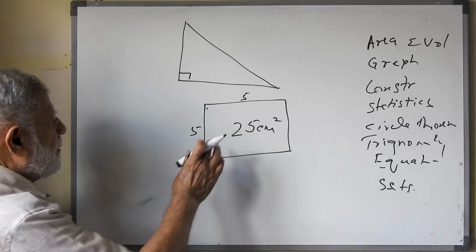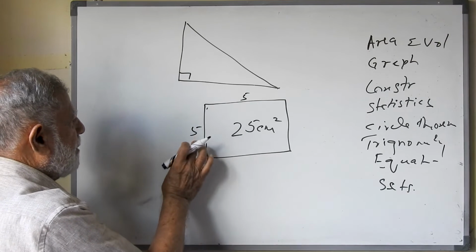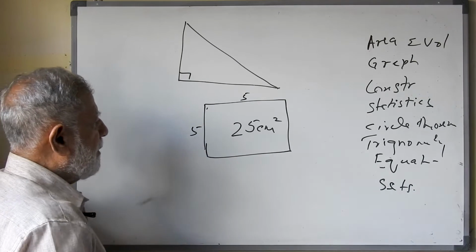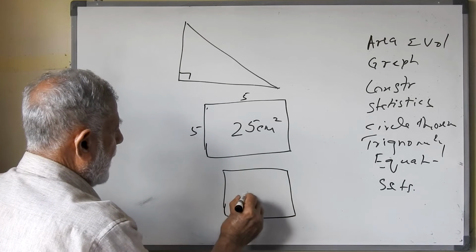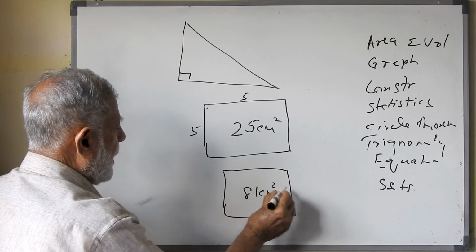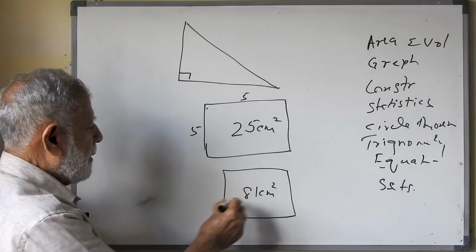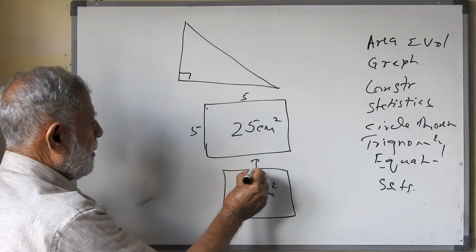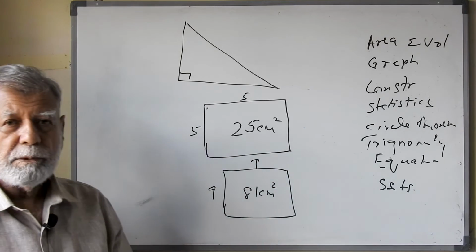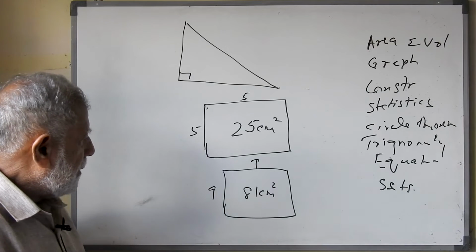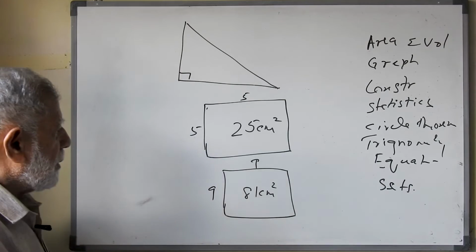So if you want to find the length of one side of the square, you have to find the square root of the number, and that will be the one side of the square. We'll take another square. Look at this one. The area is 81 centimeters squared. So what is the length of one side? One side will be the square root of 81, that will be 9, because 9 times 9 is 81. So you should know how to find the square root of numbers.